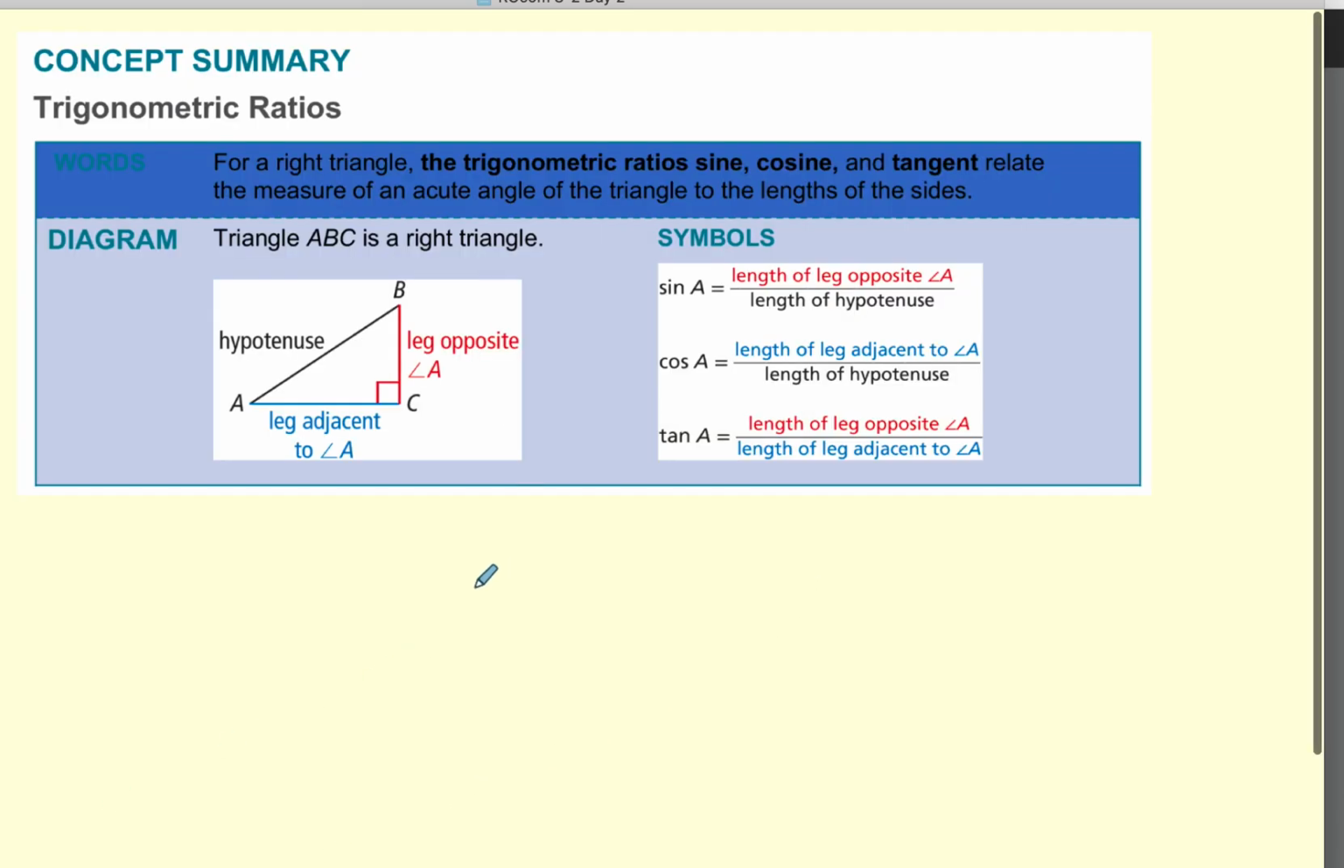Okay, so what we've done so far is we've talked about the three ratios that are going to help us figure out legs. We've talked about the sine, the cosine, and the tangent.